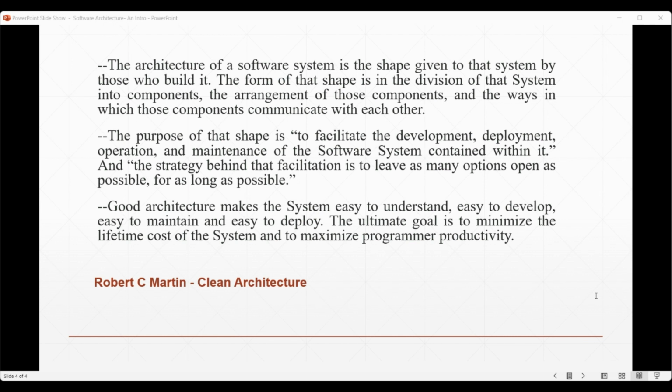As the primary purpose of architecture is to support the life cycle of the system, good architecture makes the system easy to understand, easy to develop, easy to maintain, and easy to deploy. The ultimate goal is to minimize the lifetime cost of the system and to maximize programmer productivity. I think this sums up the definition, purpose, and motivation behind the idea of software architecture very well.